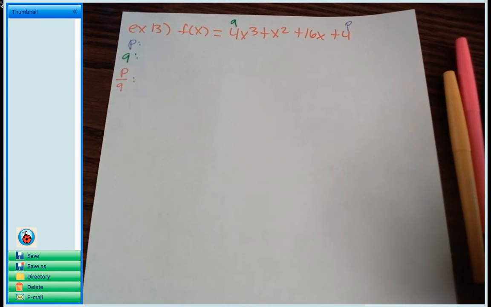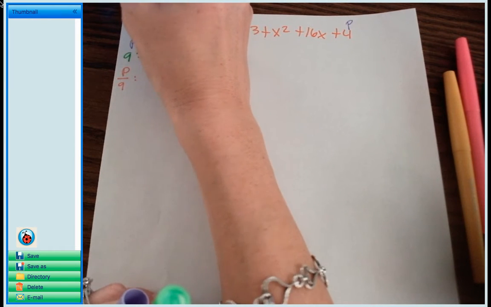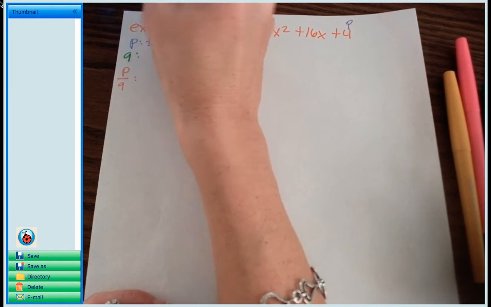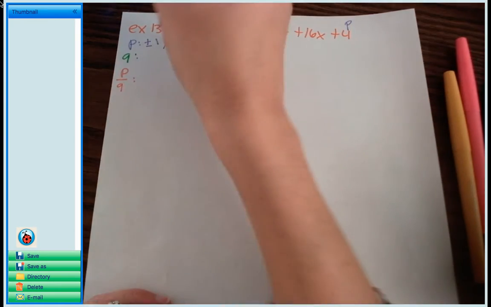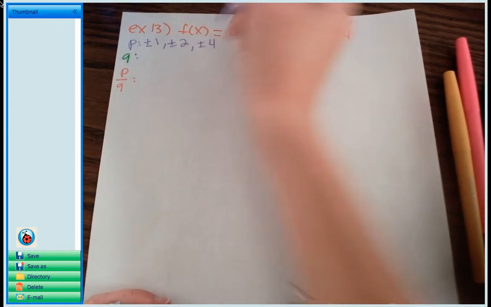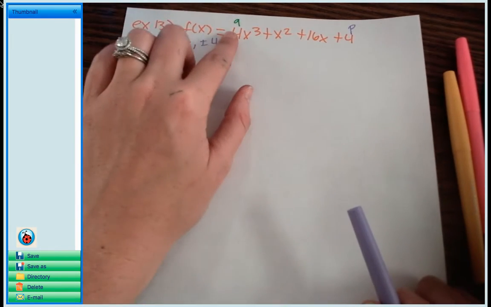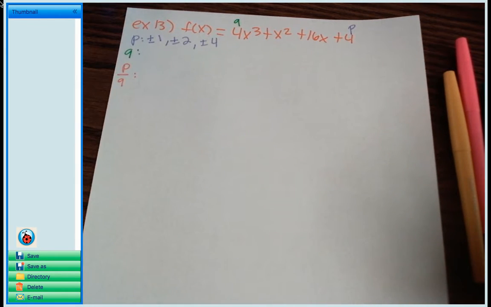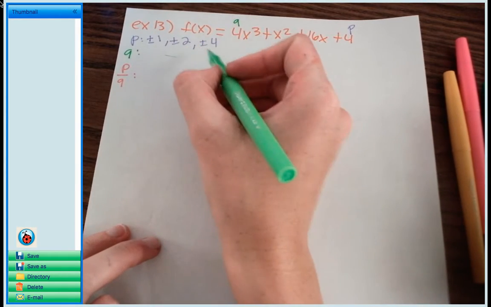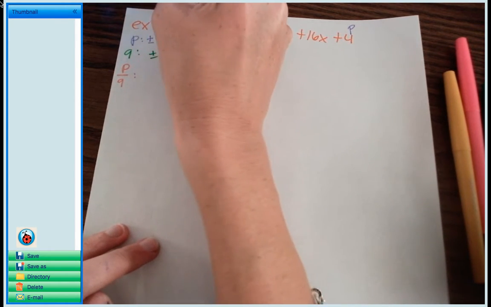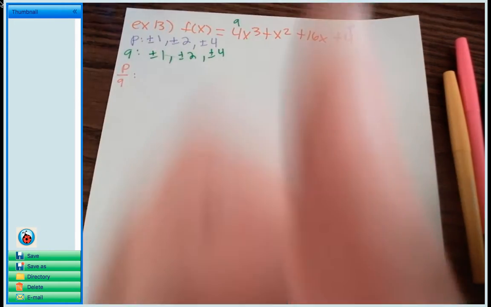All right, you guys, so everything that goes into 4, we got plus or minus 1, 1 times 4 goes into 4. 2 times 2 goes into 4, so plus or minus 2. And plus or minus 4, because 1 times 4. All right, my Q's. We write everything that goes into 4, same thing as these, because we just did 4. So plus or minus 1, plus or minus 2, and plus or minus 4.